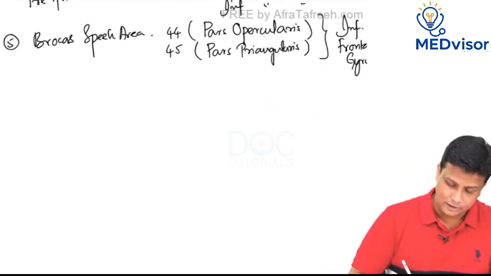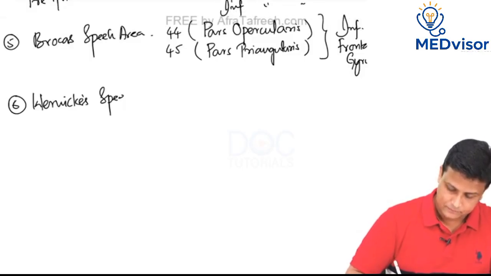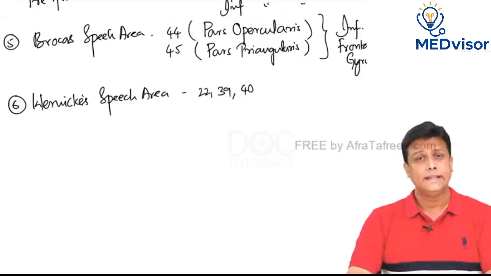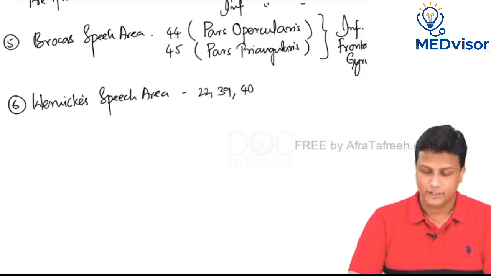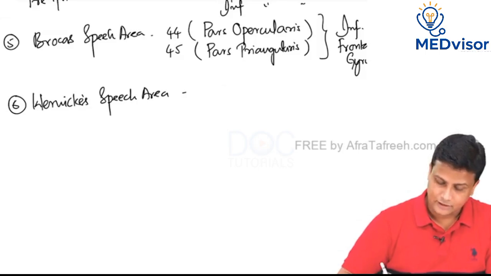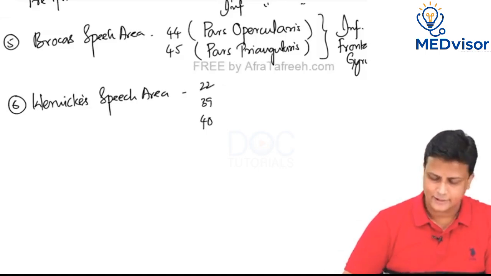Now after Broca's speech area, let us do it in combination here. I told you one more, that is the Wernicke speech area. Now what is the number of the Wernicke speech area? Remember, it will include 22 and then 39 and then 40. Area number 22, 39 and 40, guys. I'll just write it like this here: area number 22 and then 39 and 40 will be the Wernicke speech area.